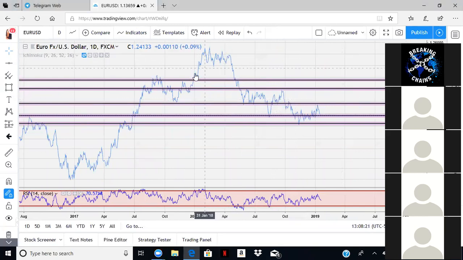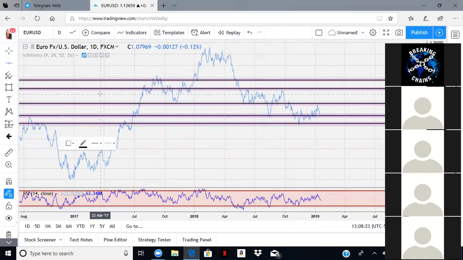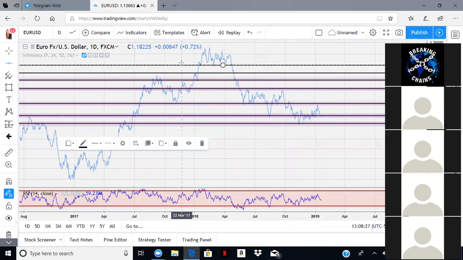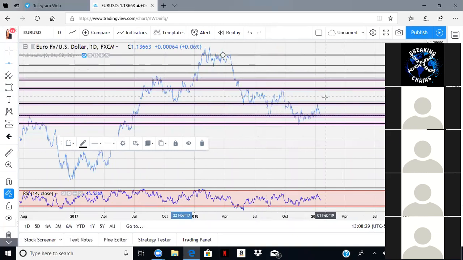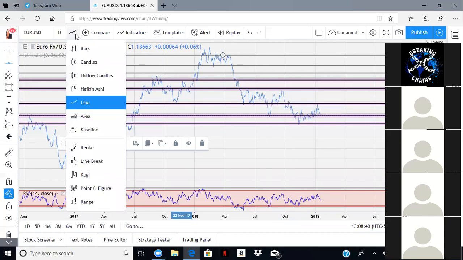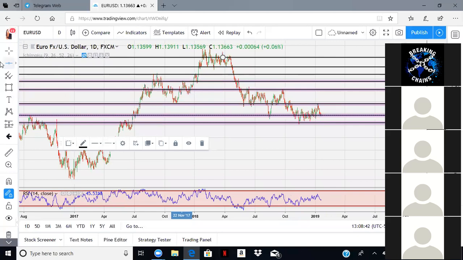So I could mark up all of these zones up here as well, but this already happened. Like I could mark up all of this, but really price is right here. Right now we are right here. So I have one zone above, one zone below, and then right now current price is in a zone as well. Let me go back to the candles.